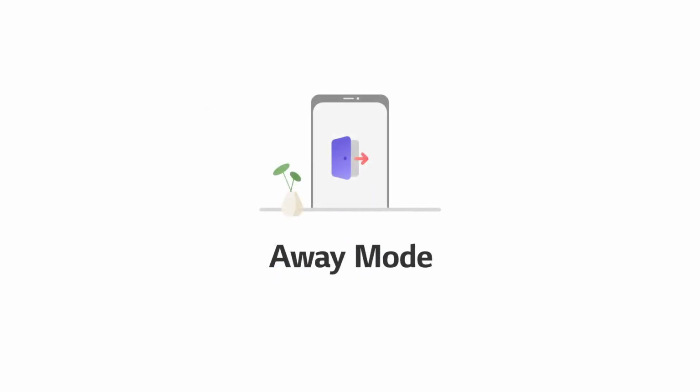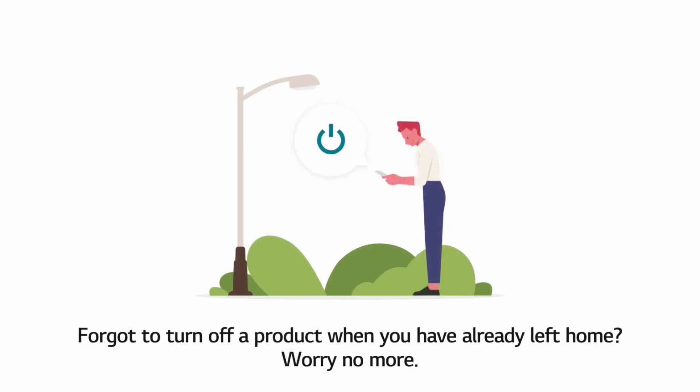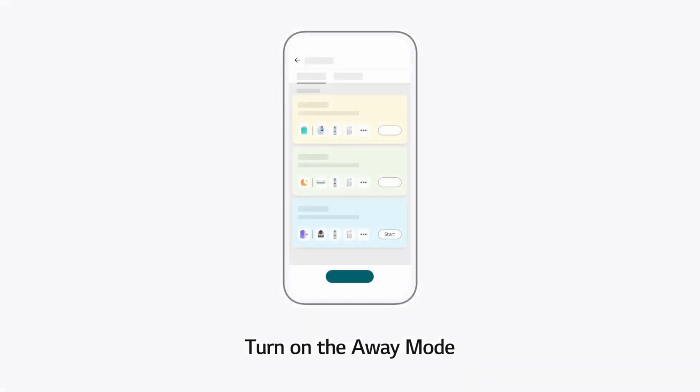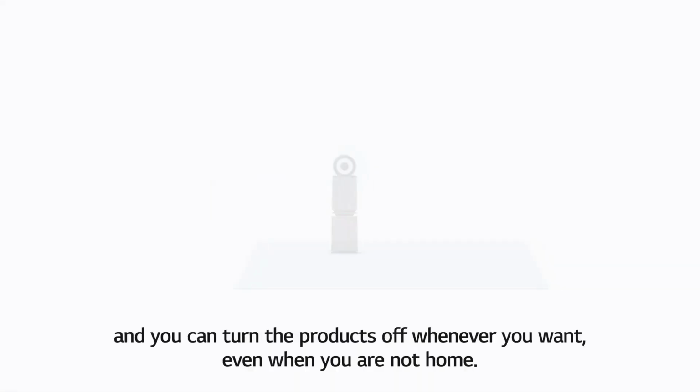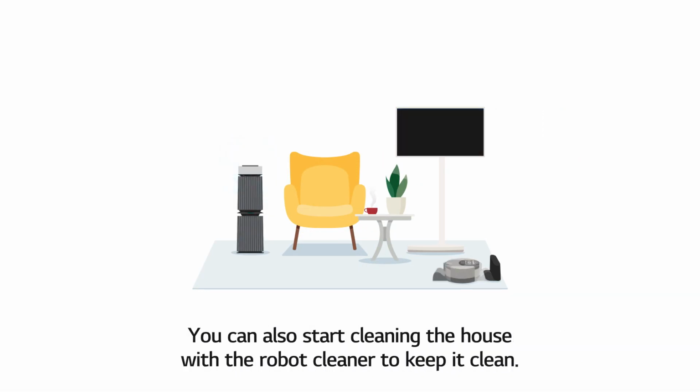Away mode. Forgot to turn off a product when you have already left home? Worry no more. Turn on the Away mode. And you can turn the products off whenever you want, even when you are not home. You can also start cleaning the house with the robot cleaner to keep it clean.